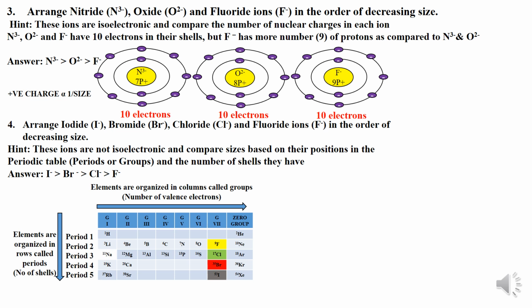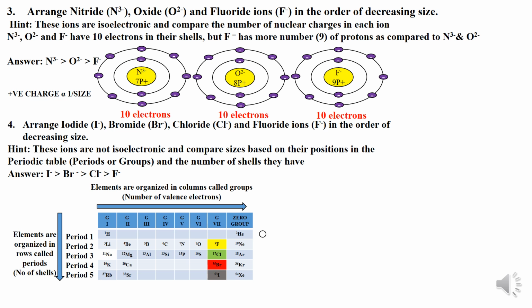Now we can see that the ions in question belong to group 7. We find all the elements in question in group 7, and these elements have 7 valence electrons. So we're not interested in the number of valence electrons. We are interested in comparing the size of the ions.